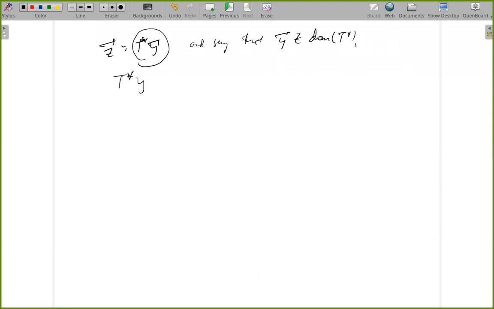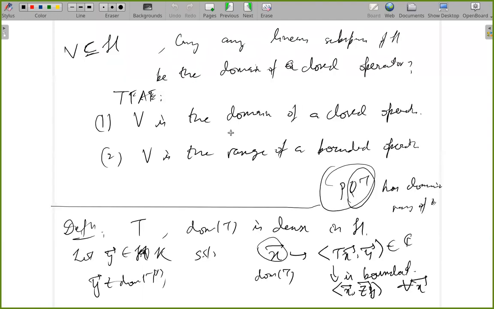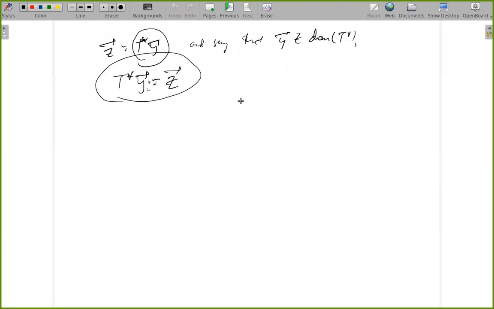So maybe I should write it this way. T star of Y is defined to be equal to Z. And then you can check linearity and all that. So this is how the adjoint of an operator is defined. It is not necessarily true that T star should have a non-trivial domain. Of course, 0 belongs to the domain of T star. But a priori, you don't have good reason why you should have more things. But under certain conditions, you can be sure that the adjoint of this operator T will have a much bigger set.